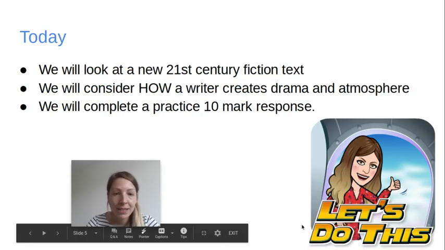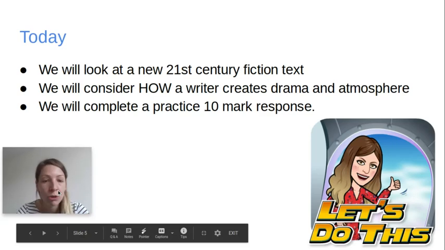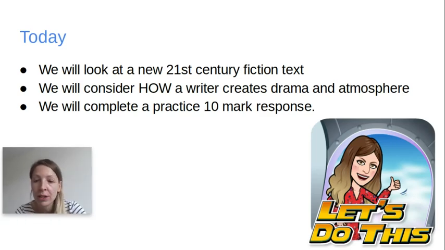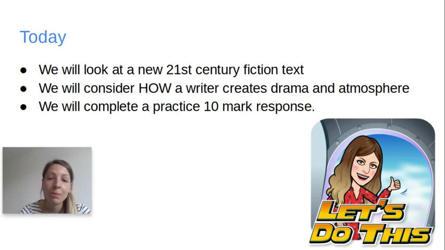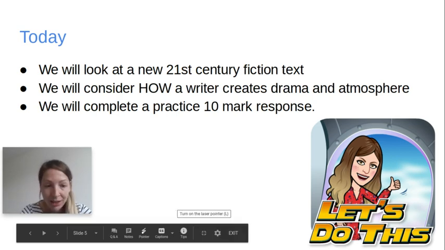Now, today, let's have a think about what we're going to be doing. We're actually going to move to the 21st century, and we're going to look at a text that was published in 2014, which is relatively recently. We're going to consider how a writer creates drama and atmosphere in that text, and we're going to do three responses, okay? First of all, we're going to do a retrieval question. Secondly, we're going to do a 5-mark impressions question. And finally, we're going to do a third question, which is going to be an analysis table, looking at how drama and atmosphere is developed.